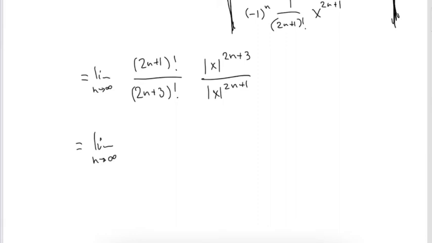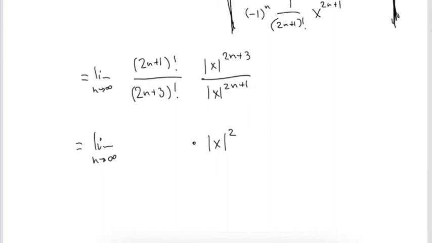How about the x's? I think this is a little easier. I have x to the power 2n plus 3 over x to the power 2n plus 1. You should subtract the exponents. I think all you get left over is x squared on the top, right? If you subtract those exponents, you end up with absolute value of x to the 2 in the numerator.